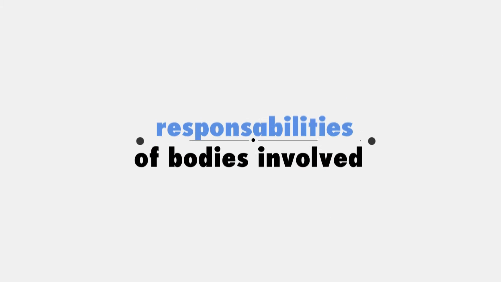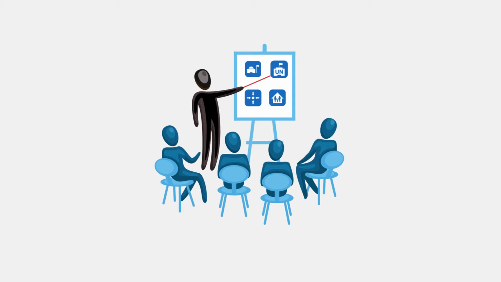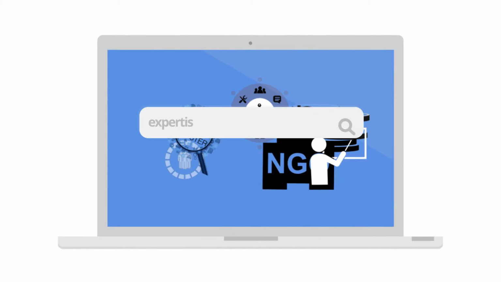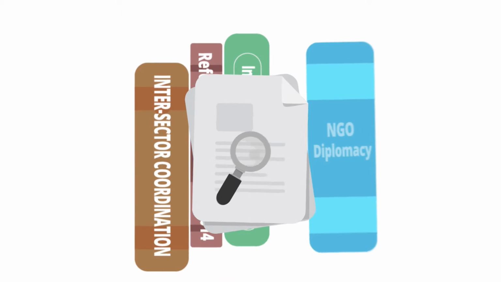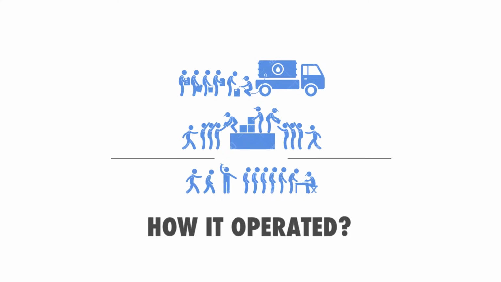We have seen the responsibilities of various bodies involved in the coordination. We also need to know and think about how they will relate with each other across sectors. Daniel is seeking the expertise of Louise to explain to him intersector coordination and some examples of how it is operated.